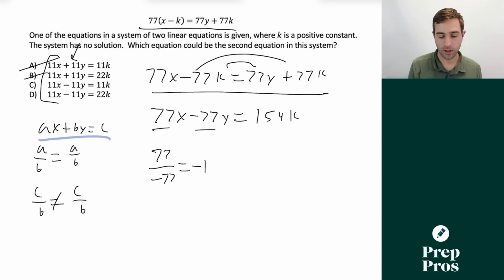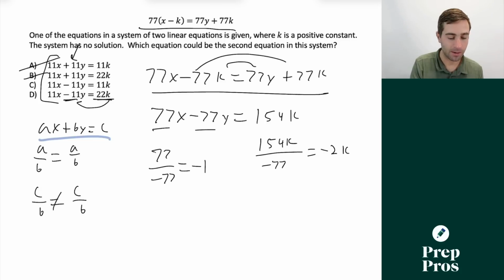Now we need our intercepts to be different. Our intercept is going to be the 154k over the negative 77, which is the same as negative 2k. So what we know is when we're looking at this and we're doing our 22k divided by negative 11, well, that would give us negative 2k.